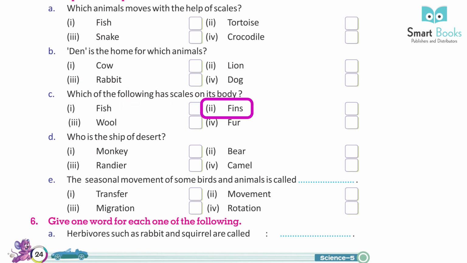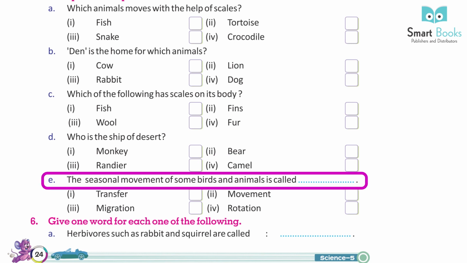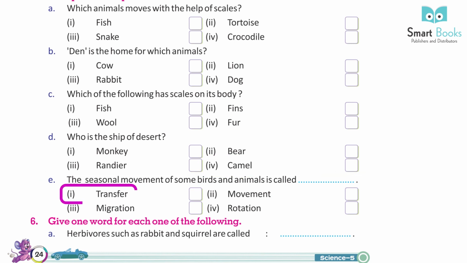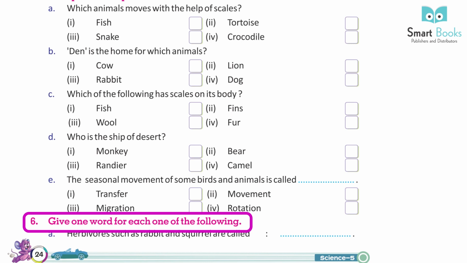C. Which of the following has scales on its body? 1. Fish. 2. Fins. 3. Wool. 4. Fur. D. Who is the ship of the desert? 1. Monkey. 2. Bear. 3. Reindeer. 4. Camel. E. The seasonal movement of some birds and animals is called dash. 1. Transfer. 2. Movement. 3. Migration. 4. Rotation.